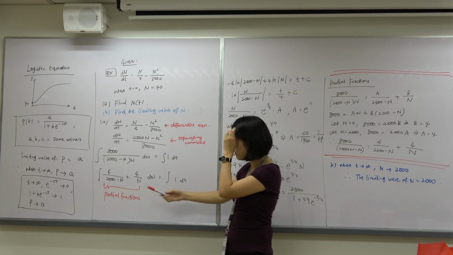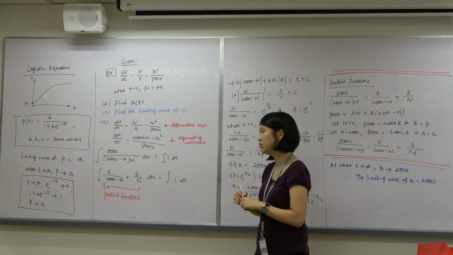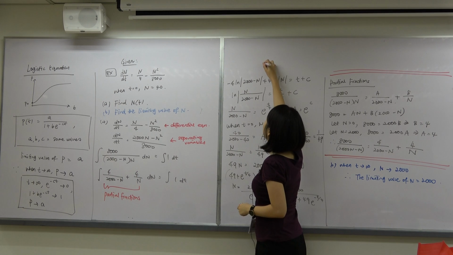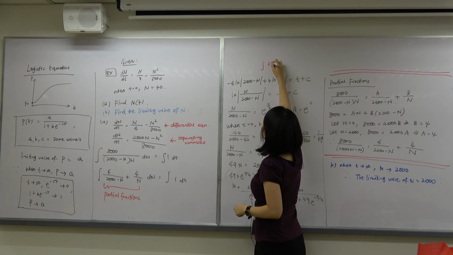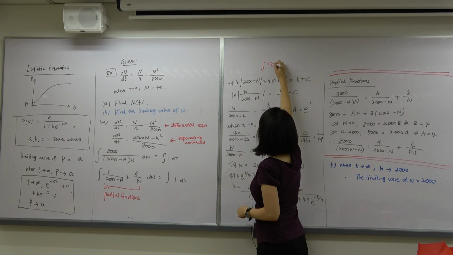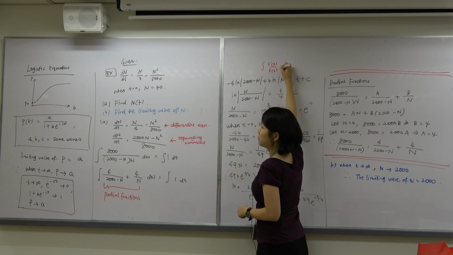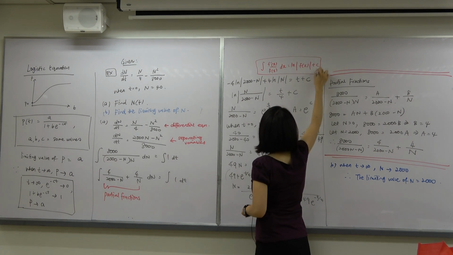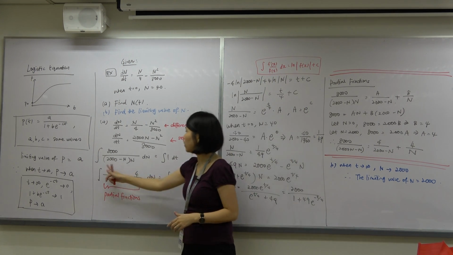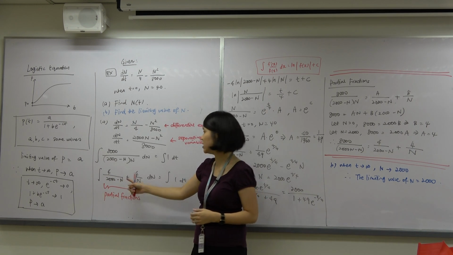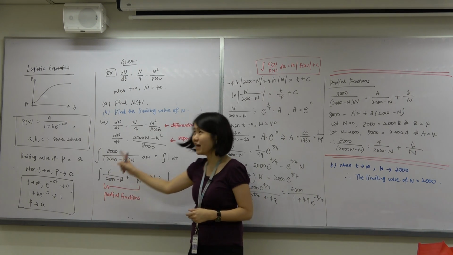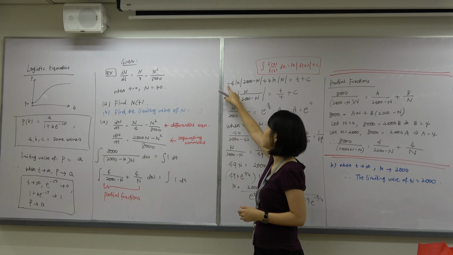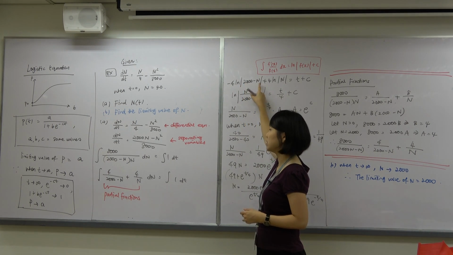So how do I integrate? What formula do I use? I am going to make use of this formula: integrating f prime x over f x with respect to x would give me ln f x plus c. This is the formula that I'll be using. So when you look at it, it is 4 over 2000 minus n. Hence, there should be a negative 1 on top. Hence, I'm going to leave my 4 and there is a negative, and hence it is ln (2000 minus n).